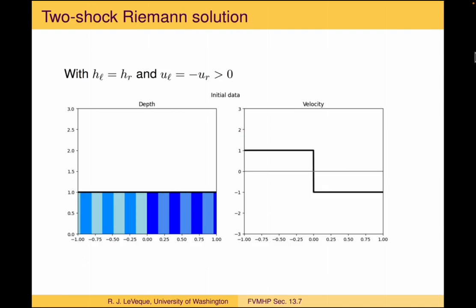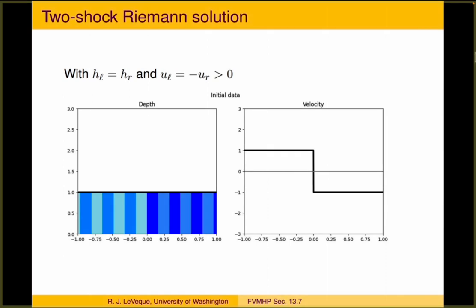Here's another Riemann problem where you end up with a different structure in the solution. In this case, I'm using a slightly different color scheme, but again, there's an interface here where we have paler blue on the left and darker blue colors on the right. I've taken initial data so the depth is the same on both sides, but there's a jump in the velocity. The velocity is +1 on the left, but -1 on the right. And that means that the fluid is moving towards this interface from both sides.